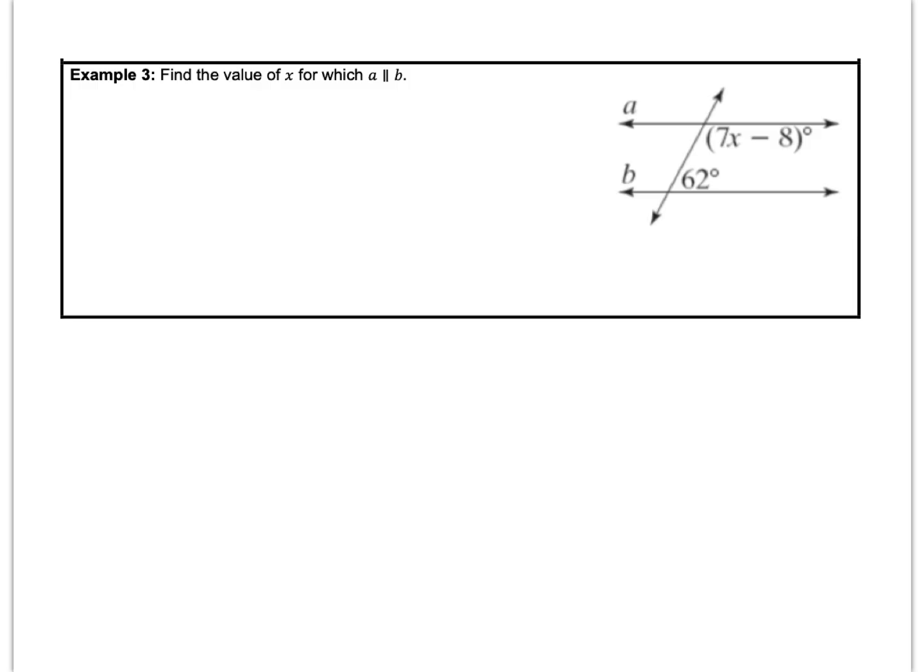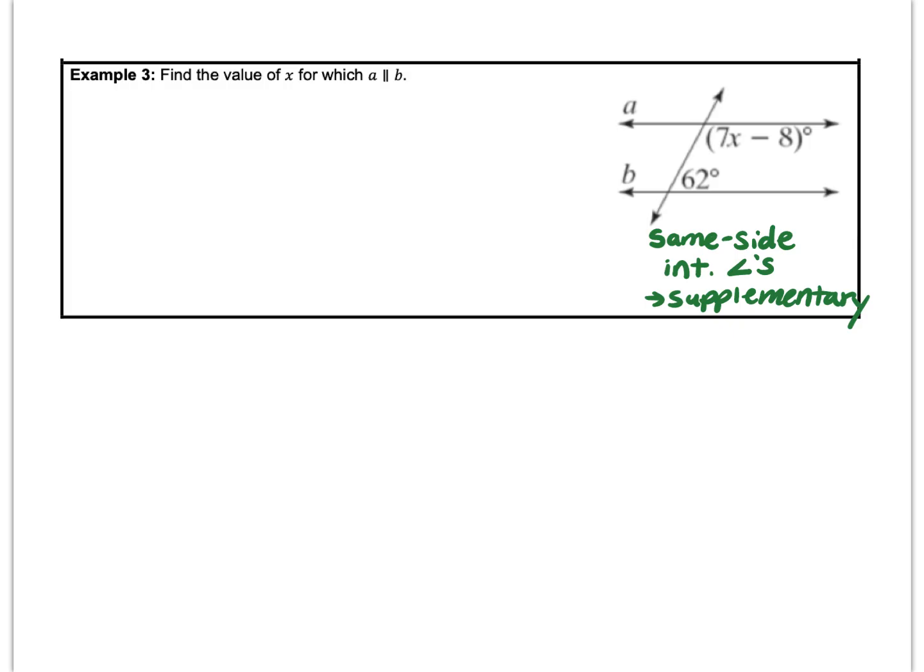Here, we want to find the value of x for which A is parallel to B. The first thing you should do when you solve a problem like this is decide on what type of angles you have. Notice in the picture here that the two angles that are marked are same side interior. And then if we want the lines to be parallel, we know that same side interior angles need to be supplementary, meaning they have to add to 180. That's the converse of the same side interior angles theorem.